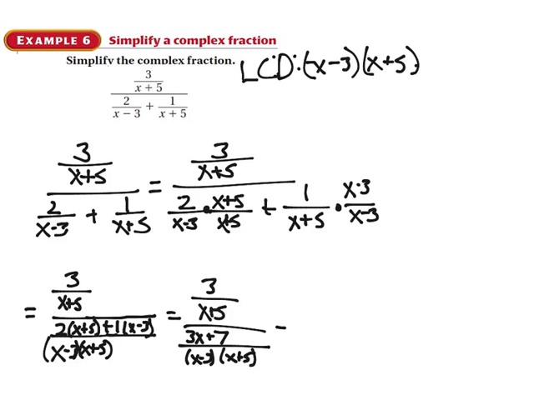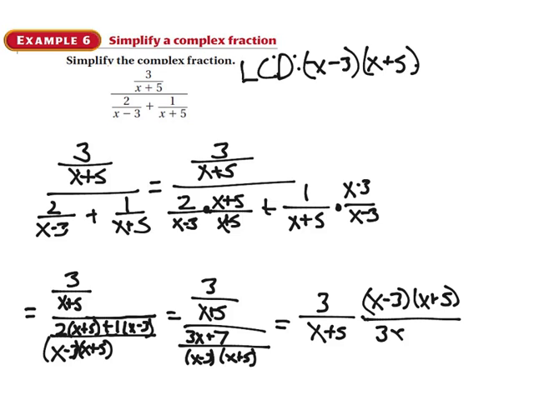Now I flip and I multiply. I get 3 over x plus 5 times x minus 3, x plus 5. On the bottom here, I've got 3x plus 7. That doesn't simplify. So the x plus 5's cancel, and I'm left with 3 times x minus 3 all over 3x plus 7.